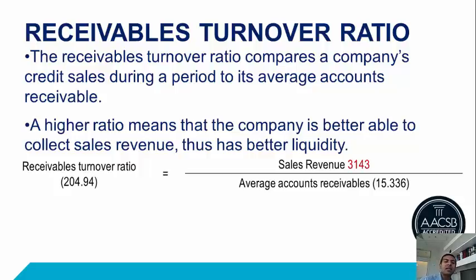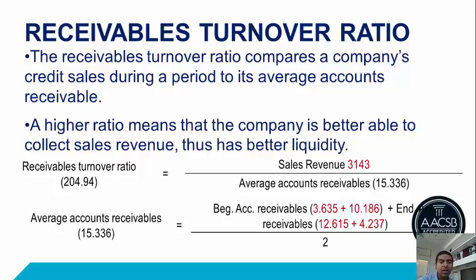Now, you can see in this question, our sales revenue is $3,143 million, which is $3.143 billion. Our average accounts receivables, guys, is $15.336 million. How do I calculate that?